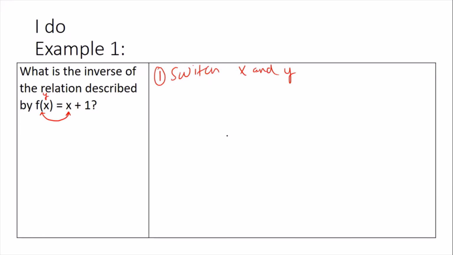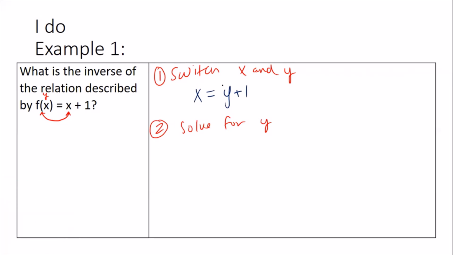I've written x equals y plus 1, and I don't know why it's not showing. There we go. All right, so we know that x equals y plus 1. That's step 1. Step 2 is to solve for y. So you're going to use inverse operations to solve for y. So you're going to do whatever you need to do to get y by itself.